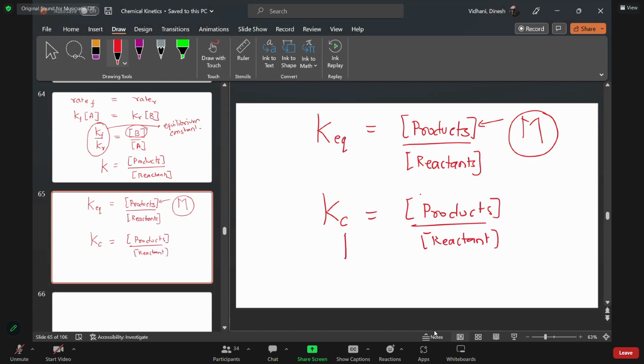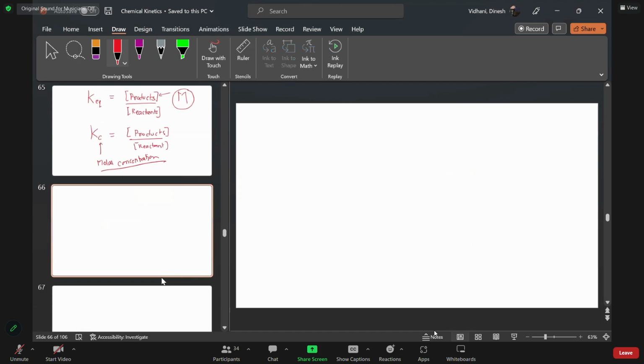So Kc gives you the molar concentration equilibrium constant. So be very careful with that. Now, suppose I give you a generic equation. So you have A moles of reactant A, then B moles of reactant B at equilibrium.